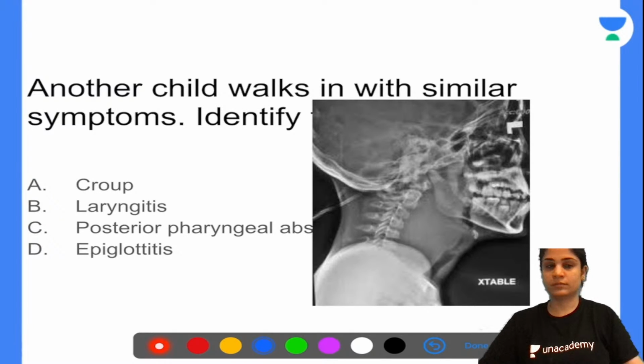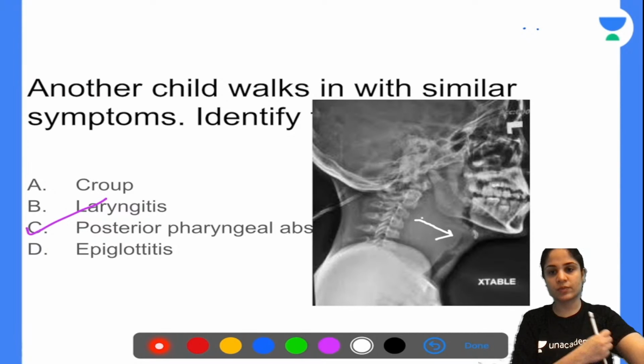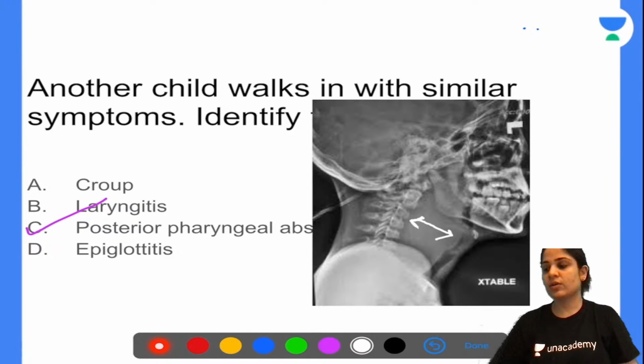All right. So everyone who's answered posterior pharyngeal abscess, you're absolutely correct. So if you have a look over here, you can see that in front of the vertebra, this is the retropharyngeal space. The space is enlarged a lot. So that is why you can say that there is a retropharyngeal abscess or a posterior pharyngeal abscess present over here. There is widening of this retropharyngeal space. Okay, all right, so that's absolutely correct.